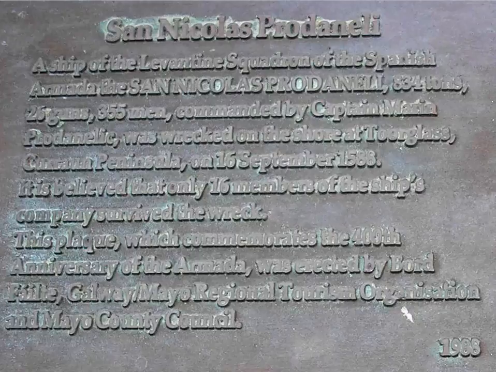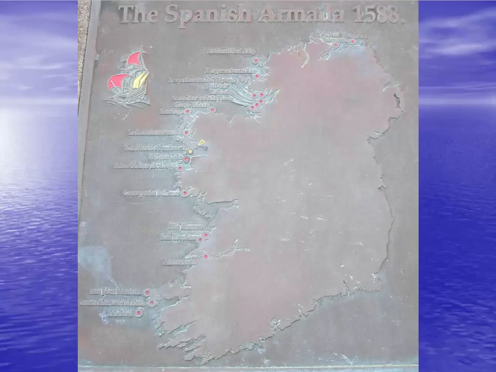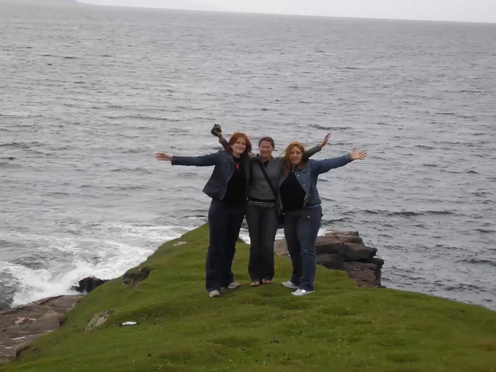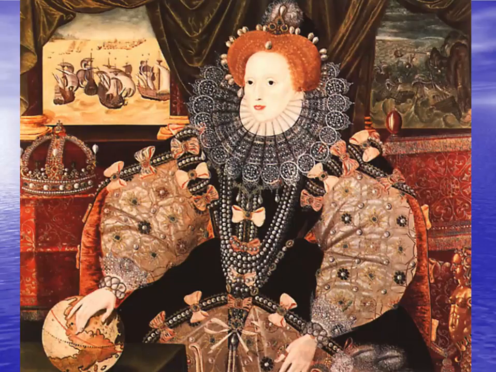And then on their way back, they encountered another huge storm, and a lot of the ships were shipwrecked off the coast of Ireland. That's actually the spot in Ireland where some of the ships were found. There's me and two of my friends on the spot where the Spanish Armada crashed. And here is Elizabeth. I like this painting because you see bright sunny skies on one side and the destruction of the Spanish Armada on the other side.